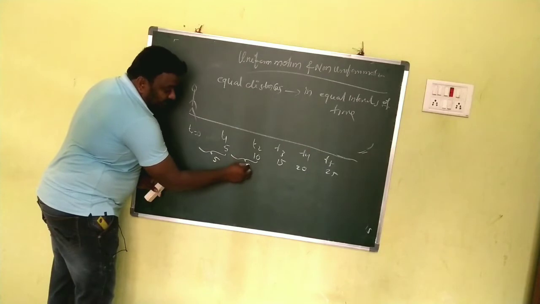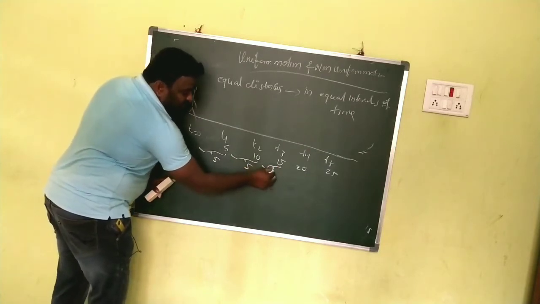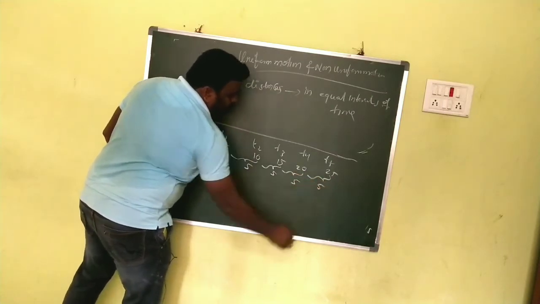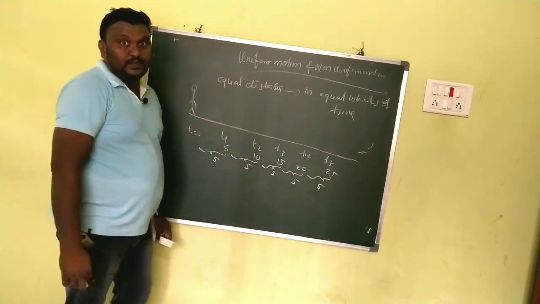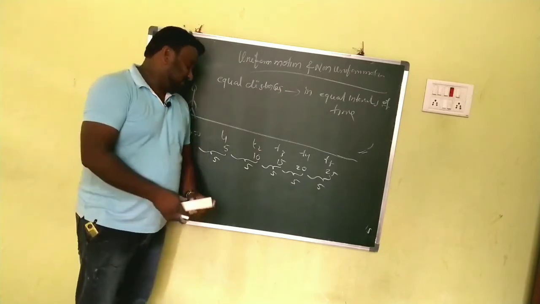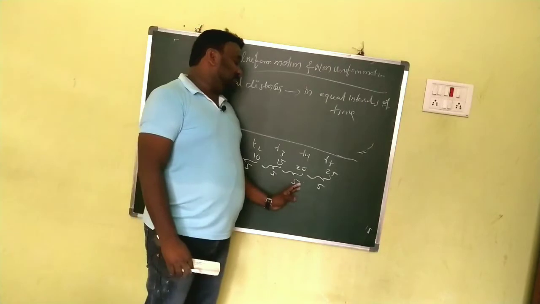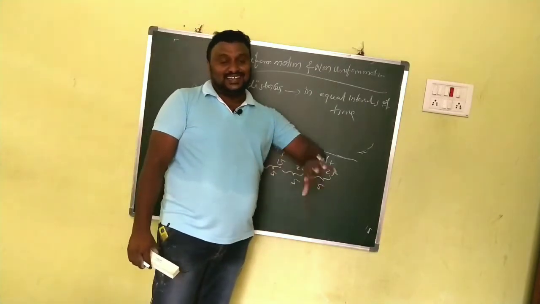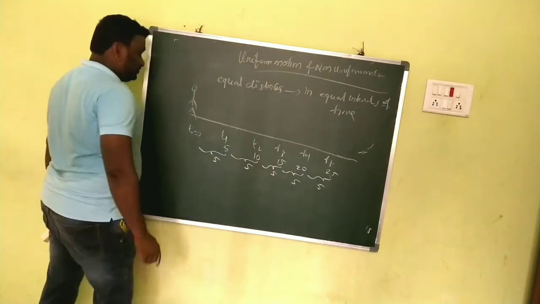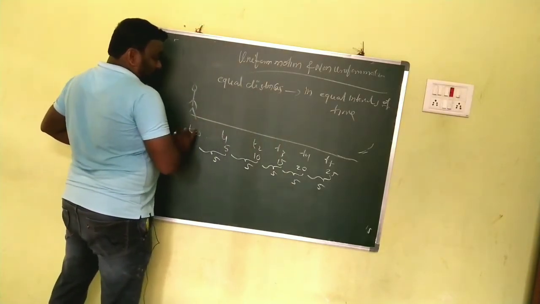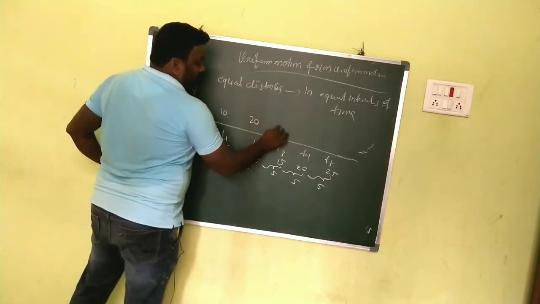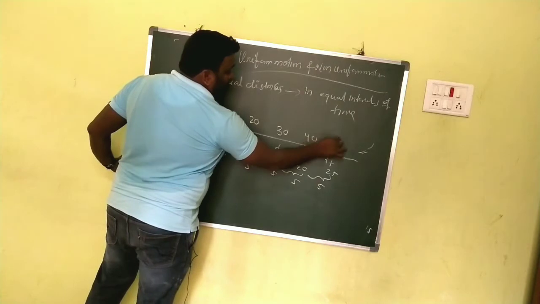10 minus 5, here also 5. 15 minus 10, 5. 20 minus 15, 5. And 25 minus 20, that is 5. So every time interval is 5 seconds, 5 seconds, 5 seconds, 5 seconds, 5 seconds. That is equal intervals of time. Clear? For the first 5 seconds he traveled a distance of 10 meters. Next 20, 30, 40 and 50.